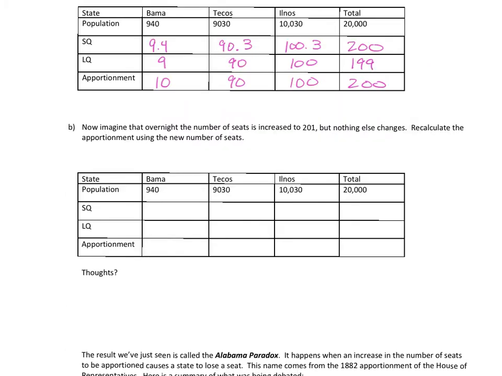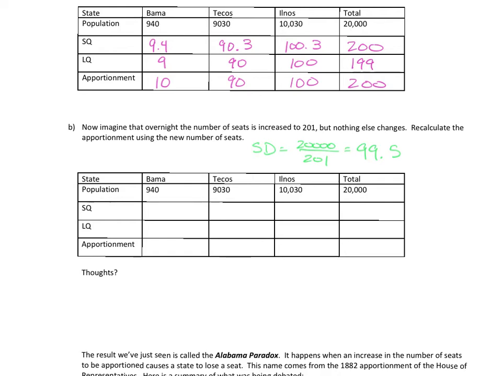Now imagine that overnight the number of seats is increased to 201, but nothing else changes. We just have one more seat that we get to give out. Recalculate the apportionment using the new number of seats. So we start with the standard divisor, which is 20,000 people divided by 201 seats, which is 99.5. I'm just going to round it to 99.5. It's pretty close.